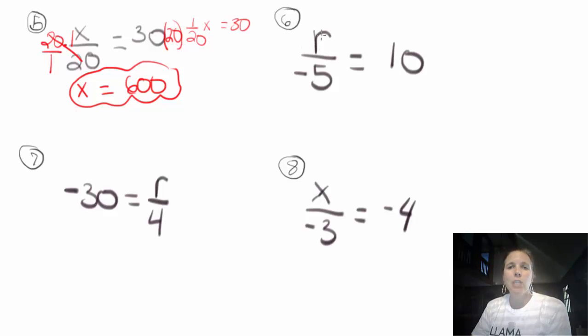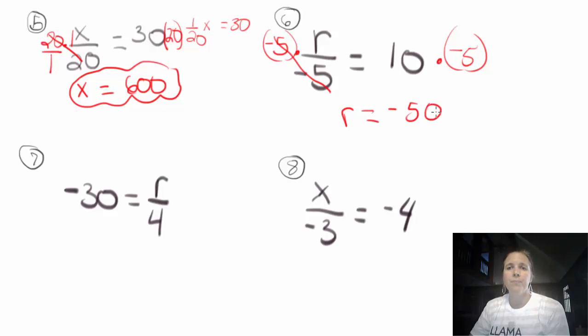Same over here with number 6, r divided by -5, so we're going to multiply by -5. You can put it in parentheses if you want. What you do to one side, you have to do to the other. Please put it in parentheses so you know it's not 10 minus 5. These are going to reduce, r equals -50. Over here, it's still the same.